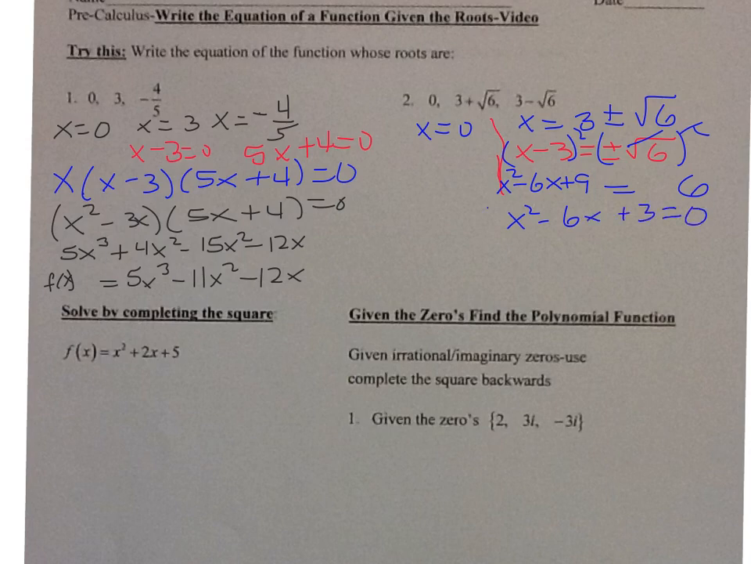So now I have to take that and multiply it by x, by my other factor. So I'm going to distribute the x. I get x to the third minus 6x squared plus 3x. And we want to write it as a function, so I write it as f of x. So it's f of x is equal to x to the third minus 6x squared plus 3x.